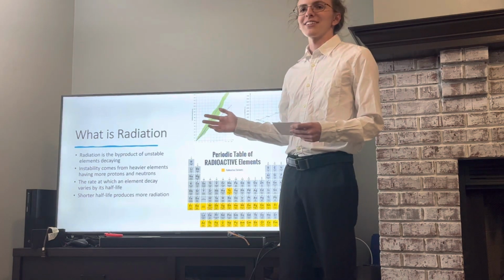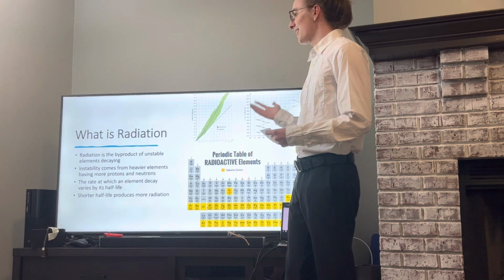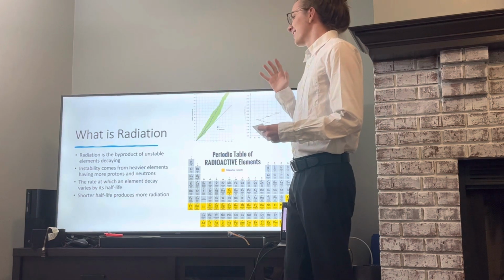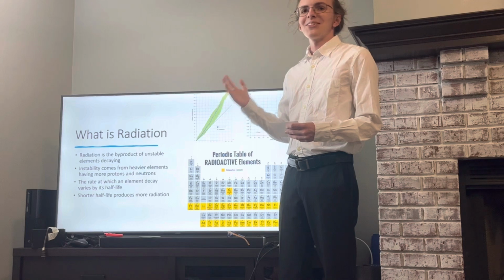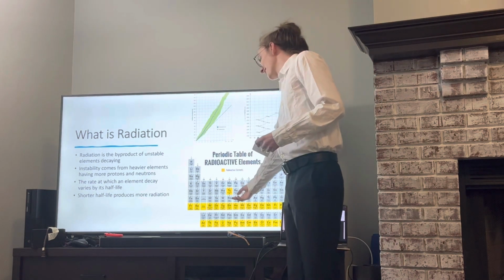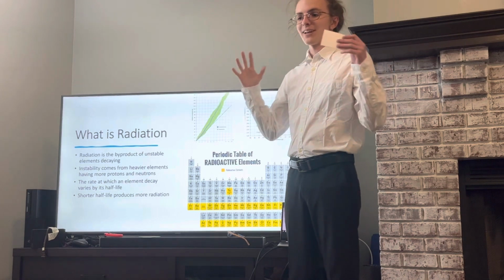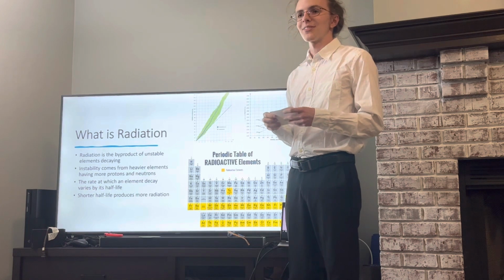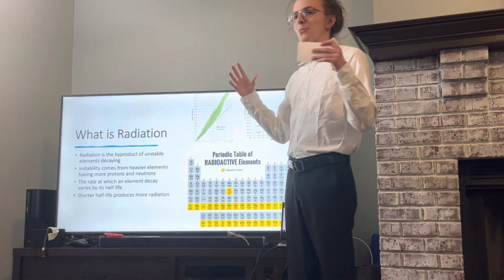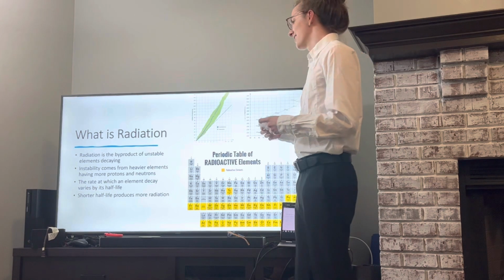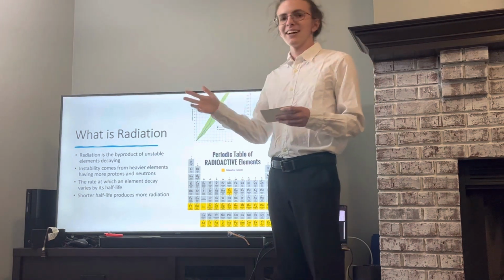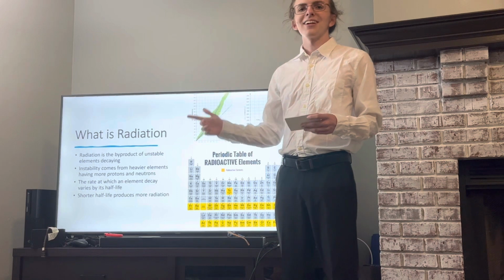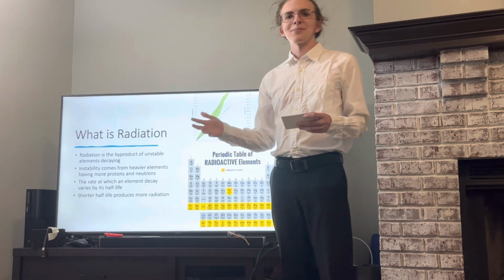Radiation is the byproduct of an unstable molecule or an element decaying. An element decays because further down on the periodic table, it has more mass, more protons and neutrons, making it heavier and more unstable because the protons repel each other, which gives it enough energy to decay. Any element that decays will produce radiation, but not all elements decay at the same speed.